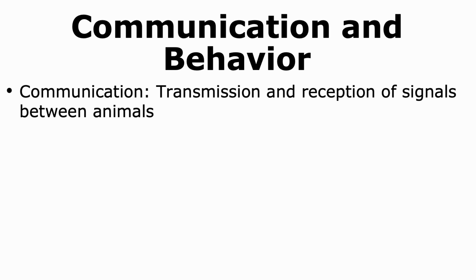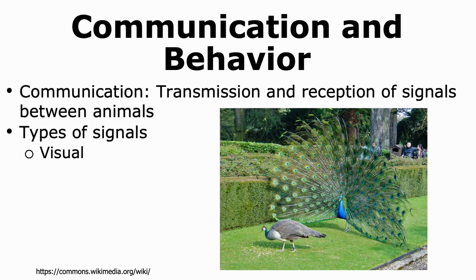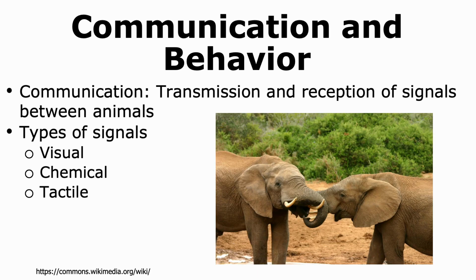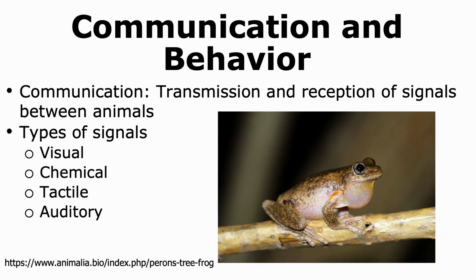Many animals have the ability to communicate, and this influences their behaviors. Communication is the transmission and reception of signals between animals. There are different types of signals that are used for communication, like visual signals, chemical signals, where organisms leave chemical trails for other organisms to sense, tactile signals that involve touch, and auditory signals where animals make certain sounds that are then perceived by others.